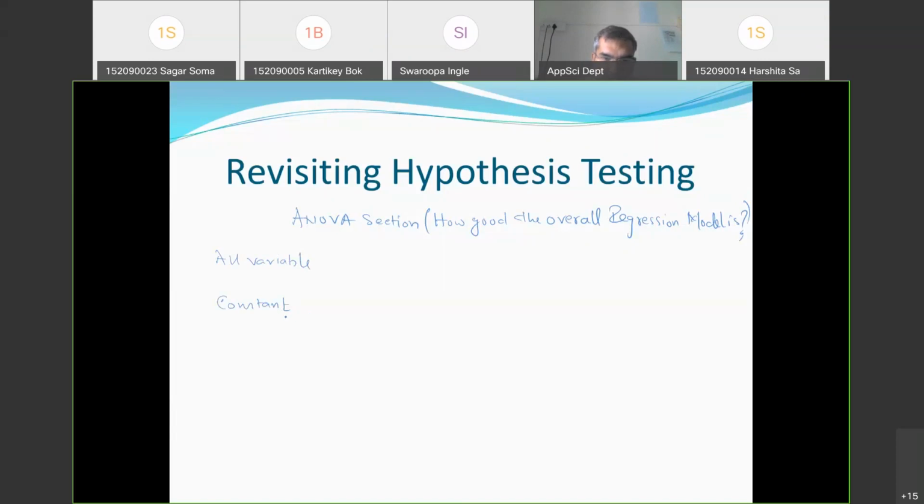In the regression line there is a constant, for example, 0.56 plus 2.6 into x equal to y. If this is a regression line, x is the independent variable and this is the constant. So in the ANOVA section, we compare two models, one with only the constant and one with the entire model.